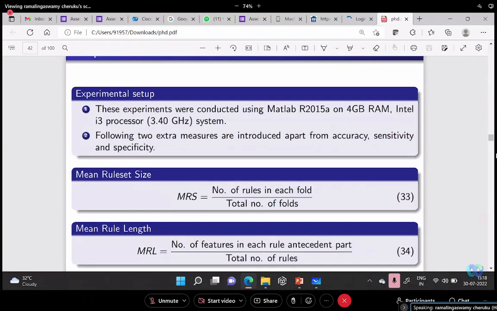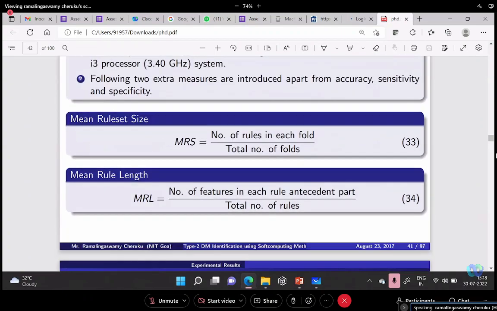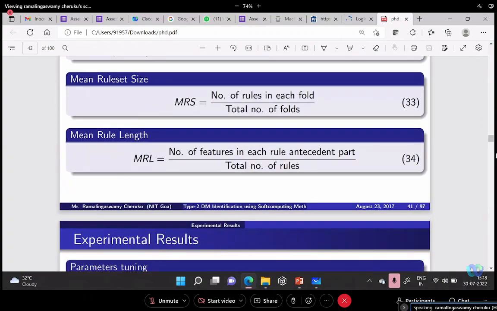So this is some experimental analysis of how we have experimented. How we have calculated mean rule length: the length of the rule is calculated as the number of features in the antecedent part, the if part, divided by the total number of rules.